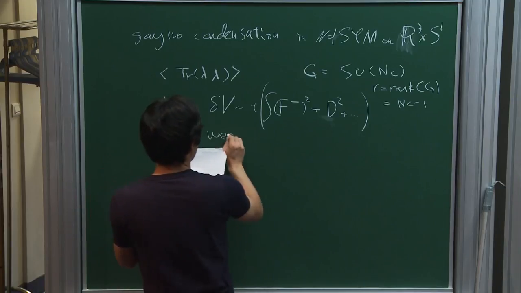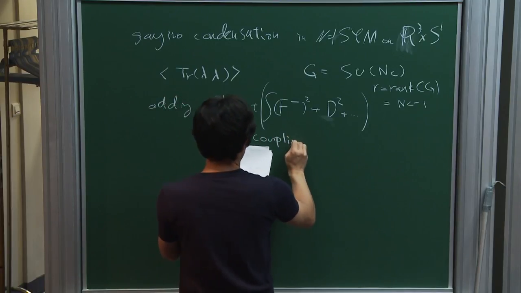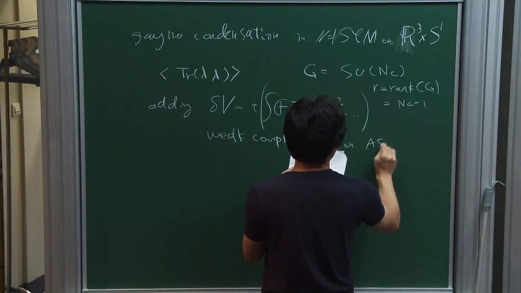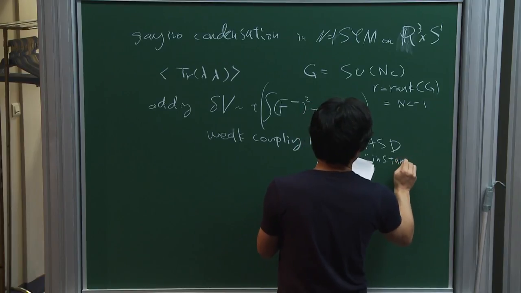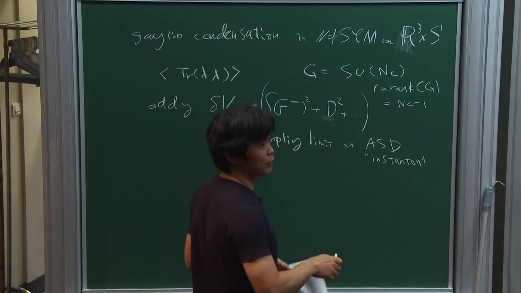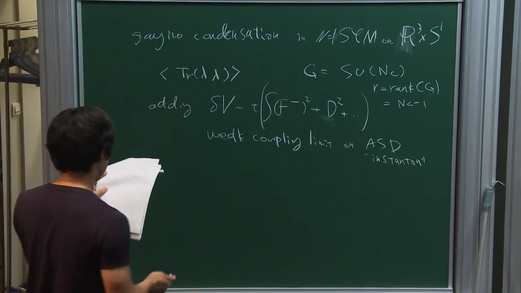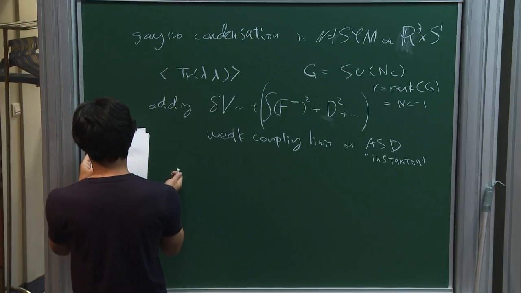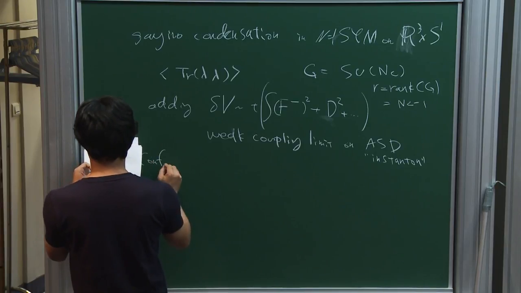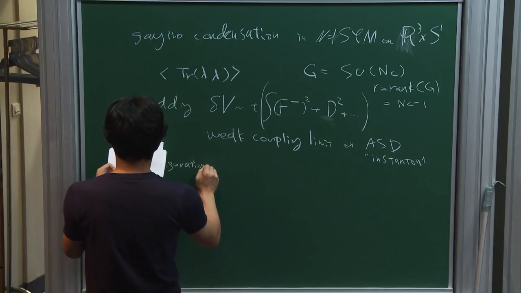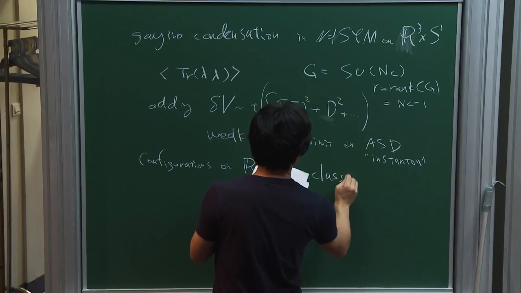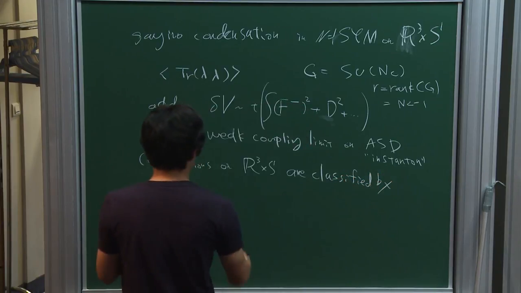Okay, so then the theory is in the weak coupling limit, on instanton or anti-self-dual connection. So this is actually the classical computation on this background, so it's tractable. And then by Gross-Pisarski-Yaffe, configurations on R3 cross S1 are classified by instanton charge.